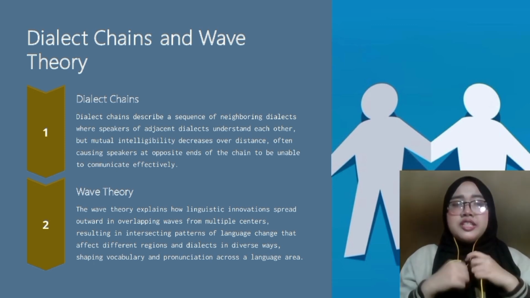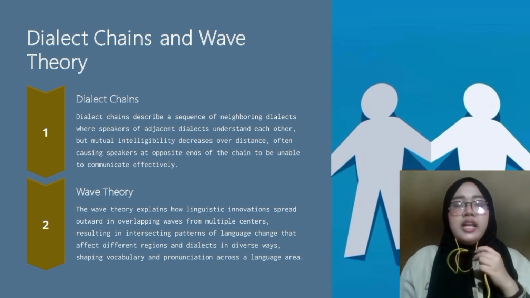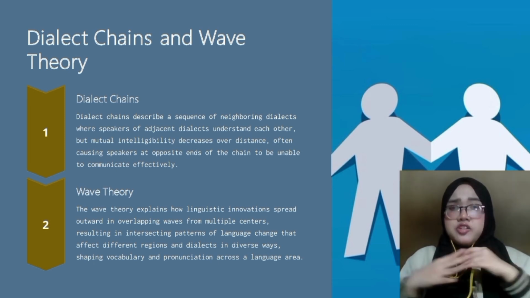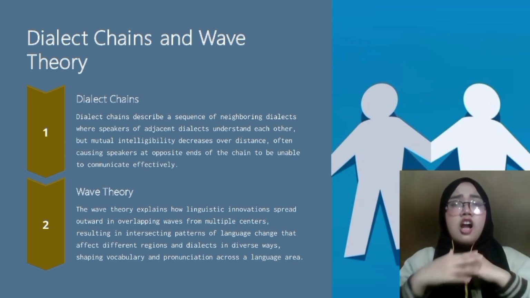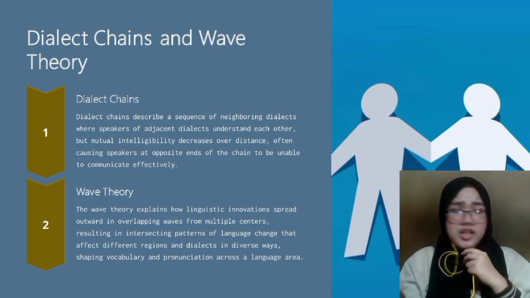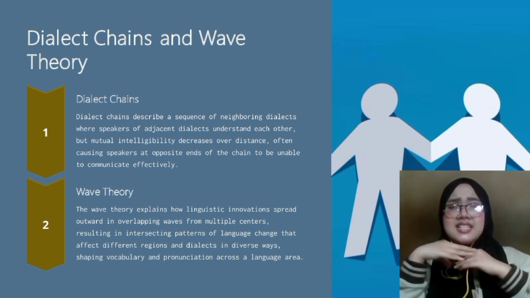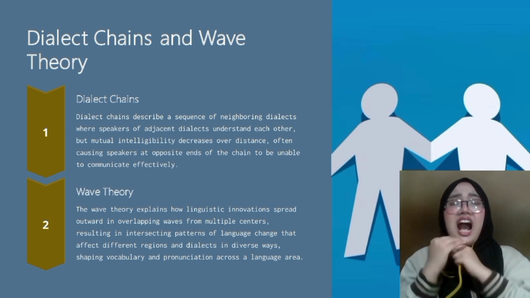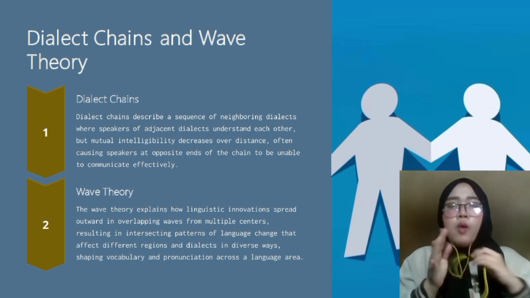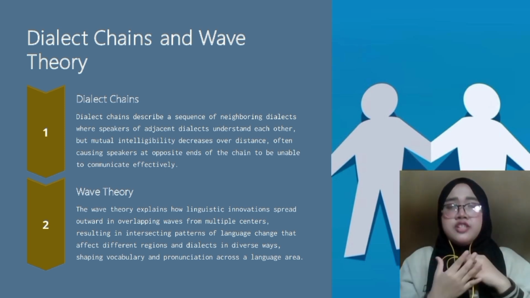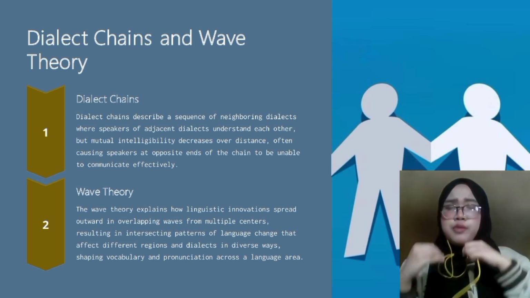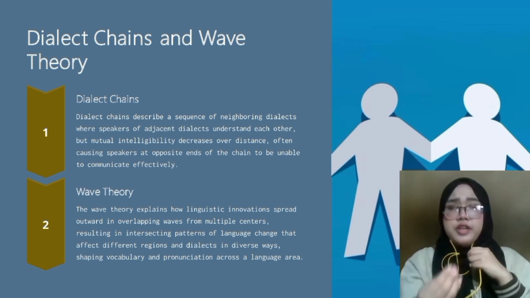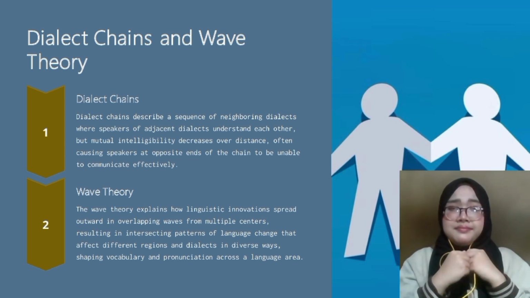Now let's talk about dialect chains and wave theory. A dialect chain means that speakers in neighboring areas can usually understand each other, but the farther apart they are, the harder it is to understand one another. Over long distances, the dialect might be so different that people can't understand each other anymore. Meanwhile, wave theory explains how new changes in language, like new words or sounds, spread like ripples in water. These changes spread from a center point and affect nearby areas first, then move outward, mixing with other changes.